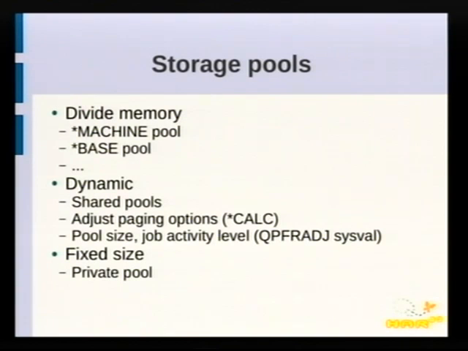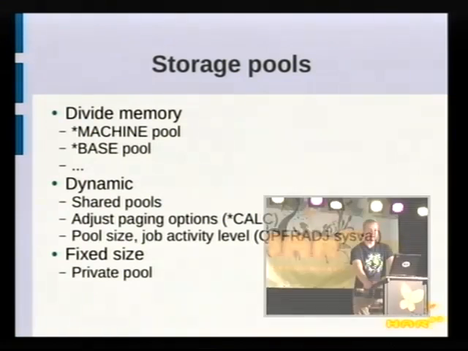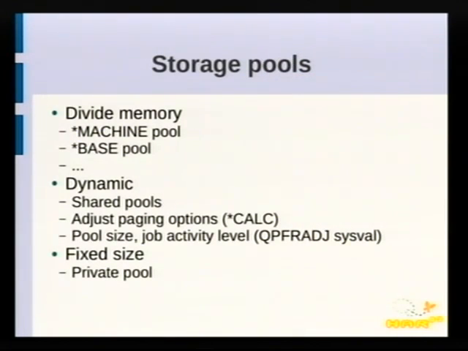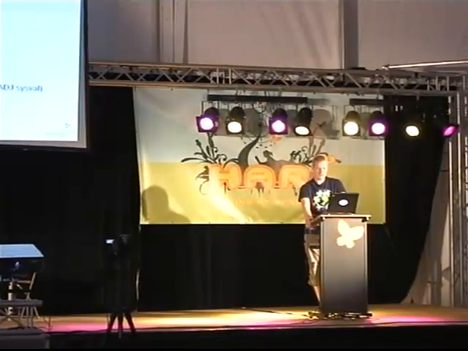Okay, another nice thing is that you can divide the memory of the system into storage pools. By default, there are two major pools, the machine pool where all the system jobs run, and the base pool where everything else runs. And you can create your own pools for other things if you like. And the nice thing about pools is that they are dynamic. They can adjust their own paging options and their own size and job activity level if you set the right system value. And you can also create fixed size pools to run some jobs in. That's also supported.